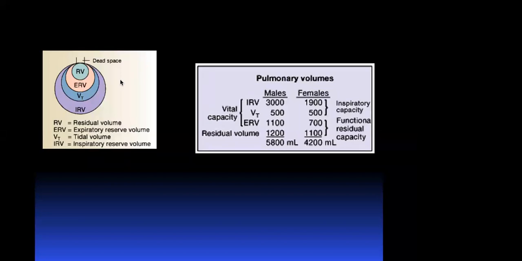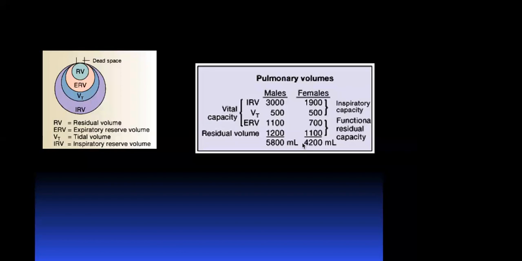As I told you, the volumes in females are generally a bit smaller because of the smaller physical stature of females. Although the tidal volume is not very different, the inspiratory capacity is less, the functional residual capacity is less, and of course the total lung capacity is also less, depending on the size of the female.